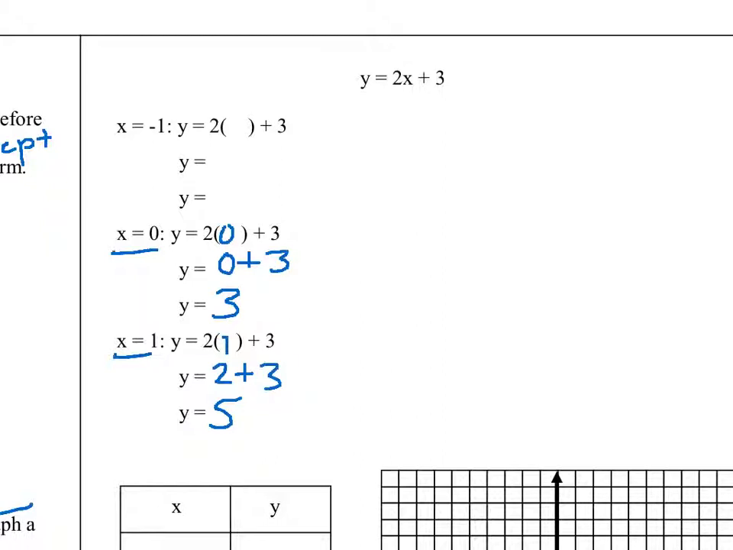I always like to choose coordinate pairs, and I like to have one on each side of the y-axis. So I usually choose the negative of whatever positive value I chose. So I had 1 over here. So usually my other value I'm going to choose is negative 1. 2 times negative 1 for me. Check that out. That's a bad date, so that's negative 2.